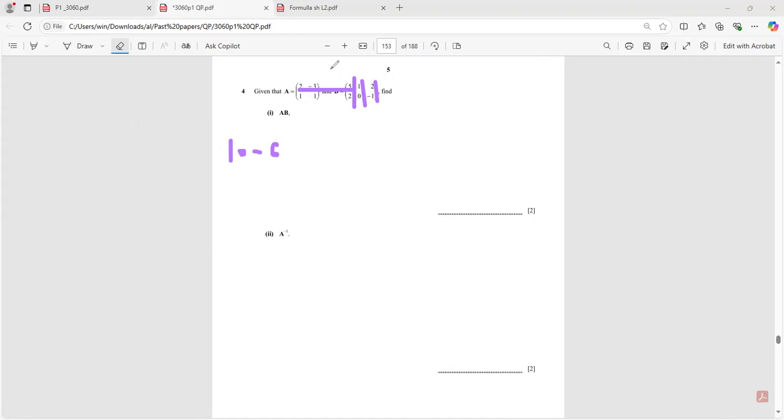Next here, 2 multiplied by 1, which is 2. Negative 3 multiplied by 0, which is plus 0. The third column here, 2 multiplied by 2, which is 4, and negative 3 multiplied by negative 1, which is positive 3.